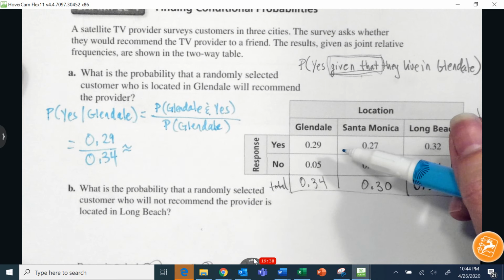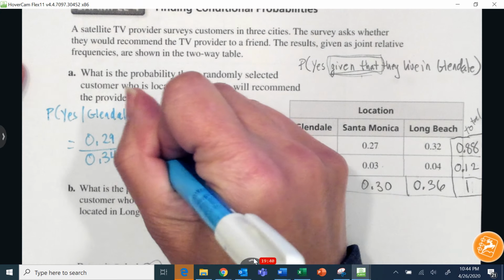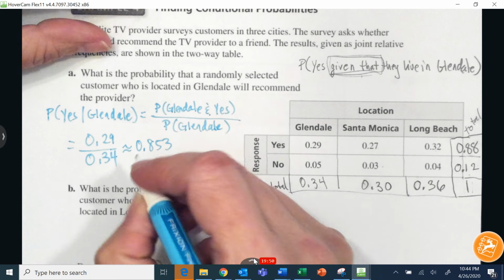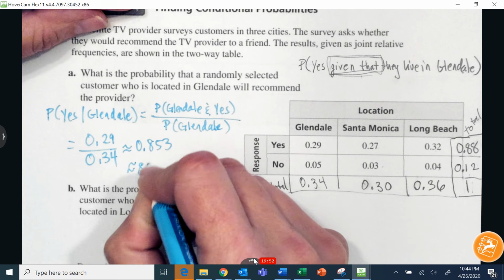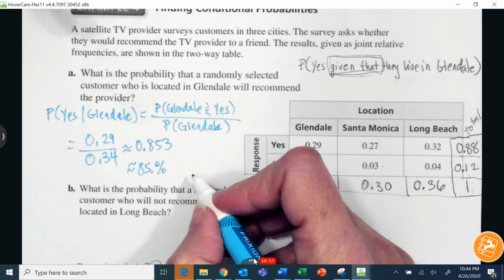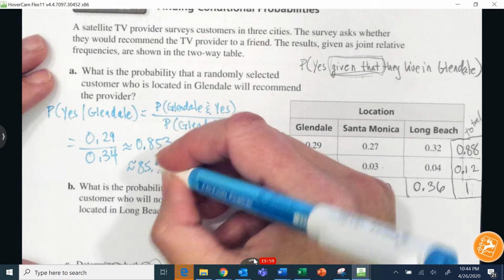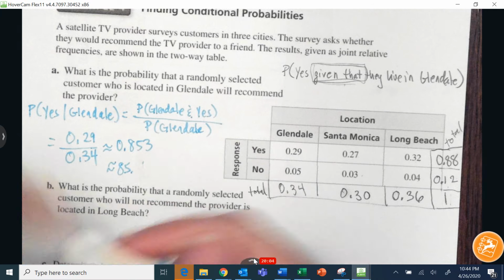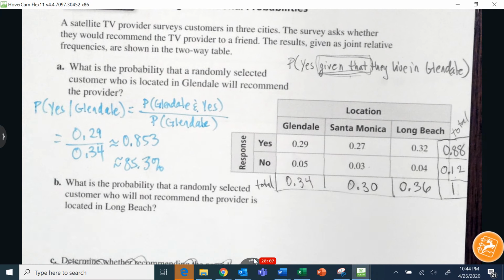0.853. Okay. And to interpret that, you could say 0.853, or we could say this is about 85.3% probability that people who live in Glendale would recommend the TV provider.